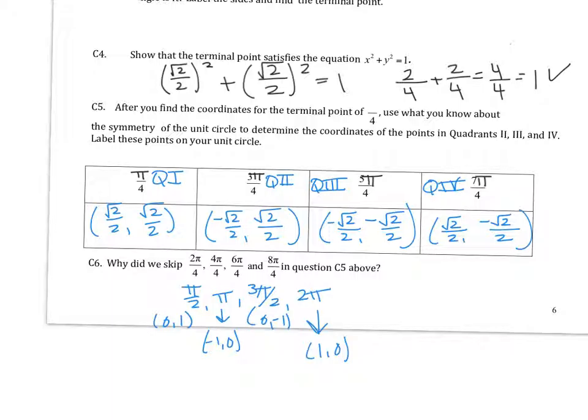Again, if you're having trouble remembering your 45, 45, 90 triangles, I'm going to put another link in for you so that you can look that up. Now, we're going to move on to the pi over 3's and the pi over 6's, and you know what? They're going to work almost the same way.